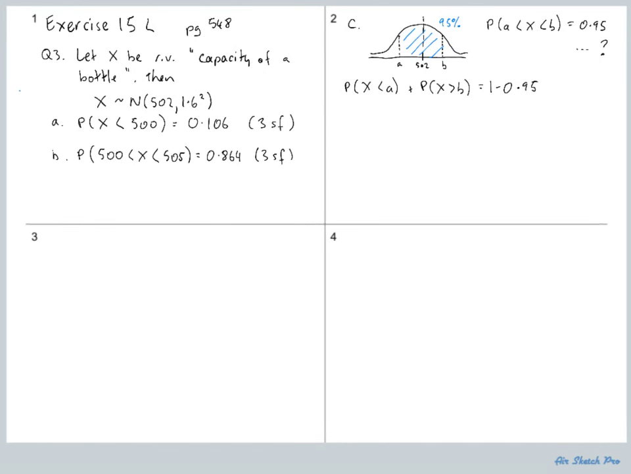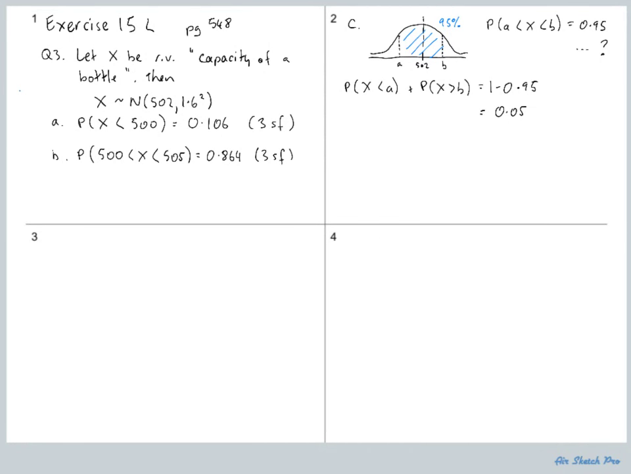So that's all right. So it kind of helps us a little bit in that we've got 0.05 here, but we've still got two unknowns on the left-hand side, A and B. So let's use the properties of symmetry there.